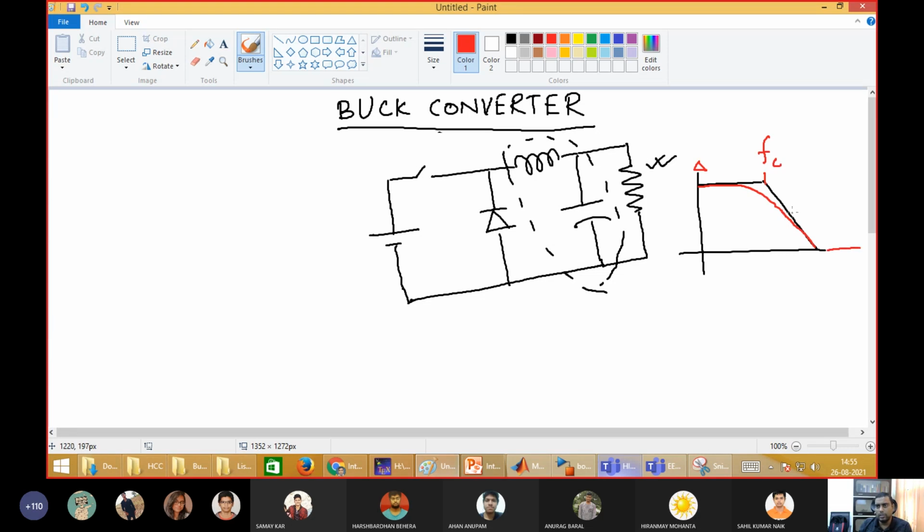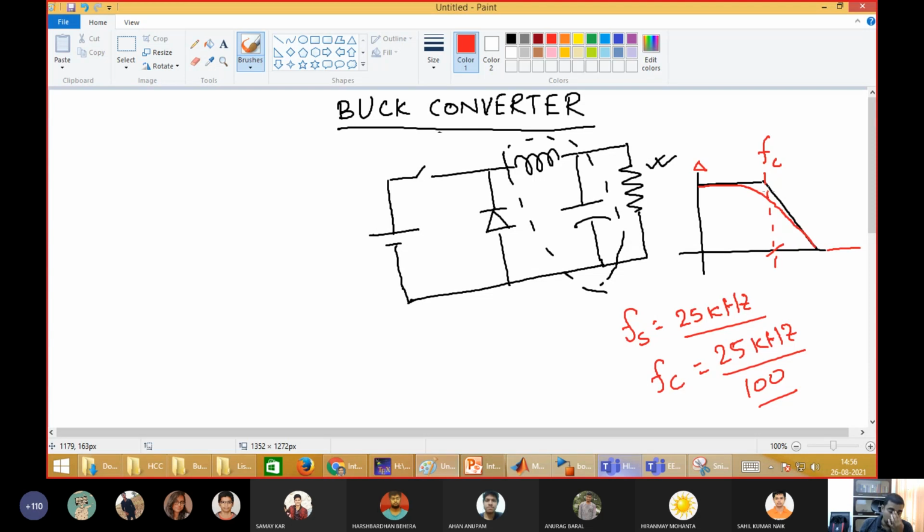This should be at least 100 times less than the switching frequency. If the switching frequency is say 25 kilohertz, you have to design this filter in such a way that this corner frequency should be at least 25 kilohertz divided by 100. Okay, 100. So this corner frequency.